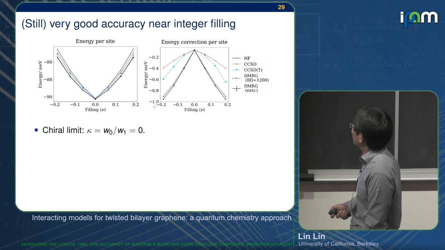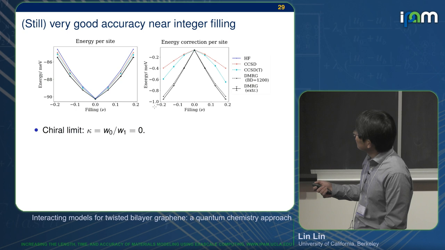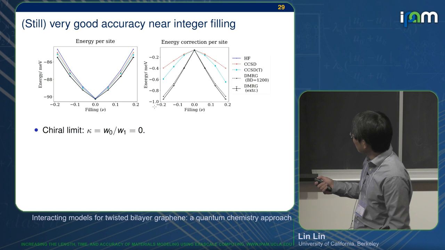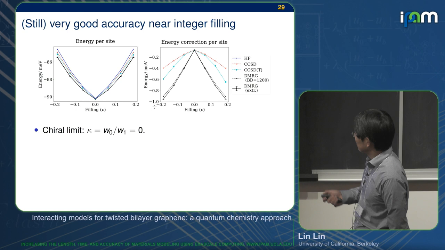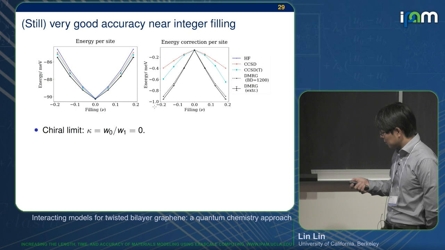You can see this is a Hartree-Fock result, and CCSD and DMRG. And you can see that the correlation energy becomes larger and larger as nu increases. In this case, there is a sizable gap between the CCSD and DMRG calculations, but the qualitative feature here and also all the parameters later are very much similar.